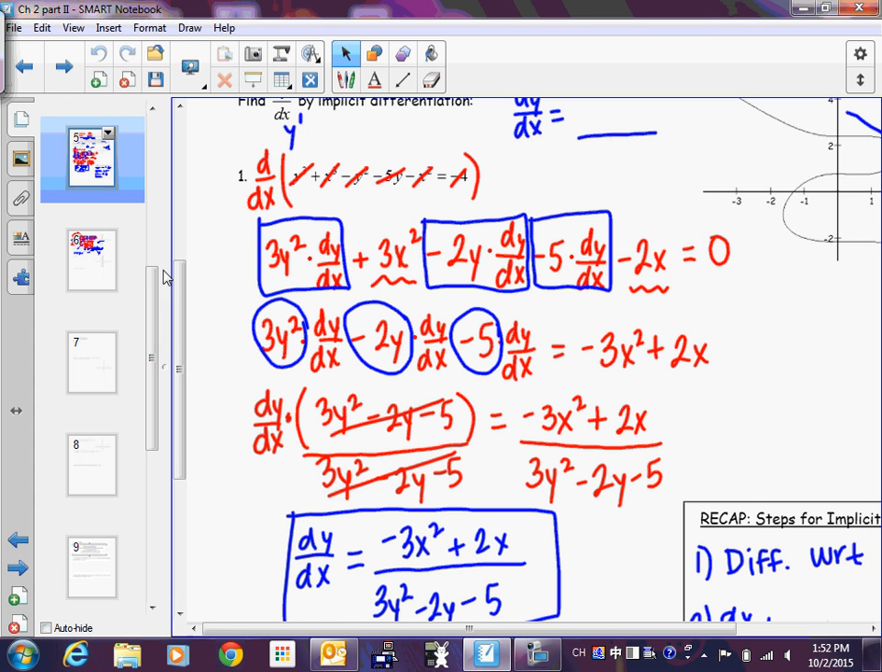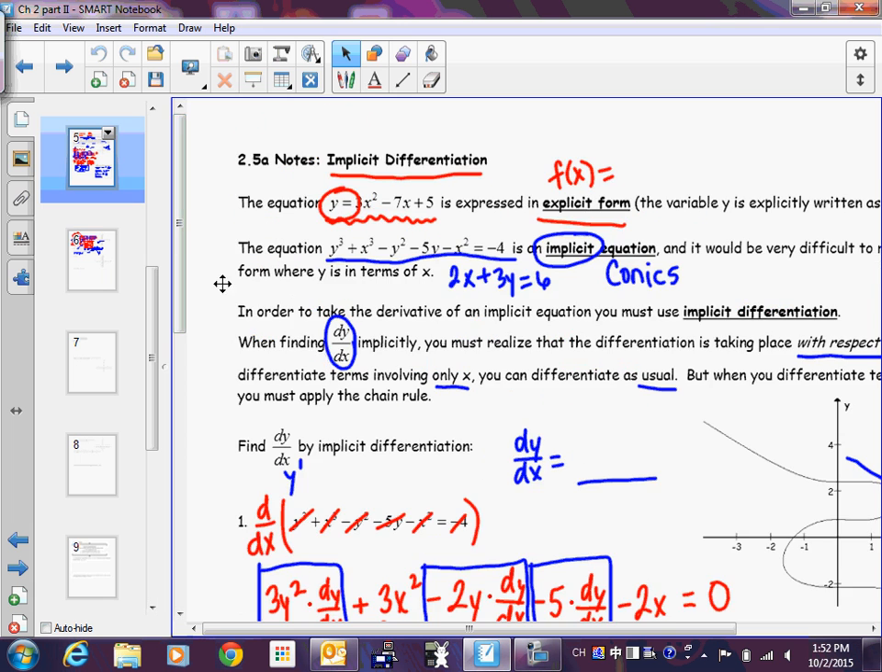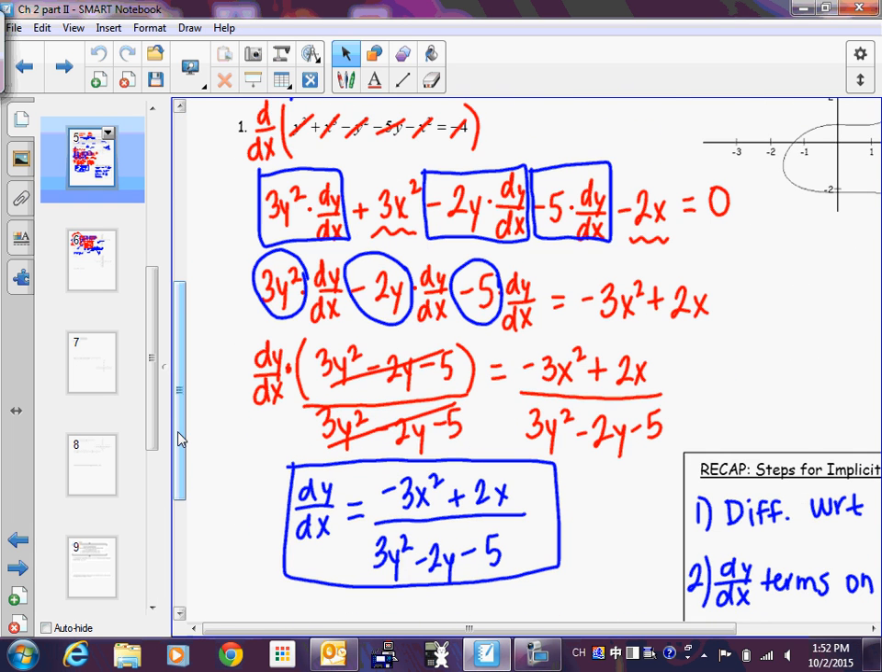We did do another one. Oh, sorry. Let me finish what I was saying here. Once you've taken derivative, keep the dy over dx terms on the left, and then see how there's three terms? The way you get a single dy over dx is by factoring, and then your last step is to divide.